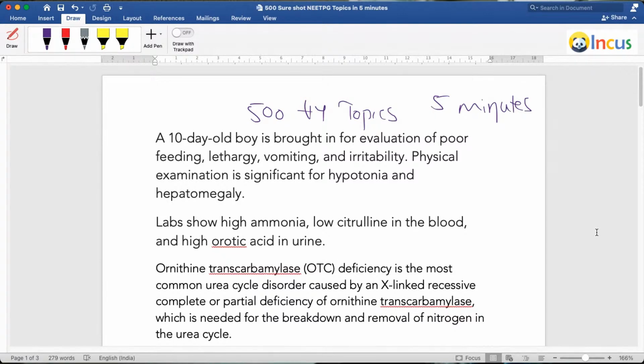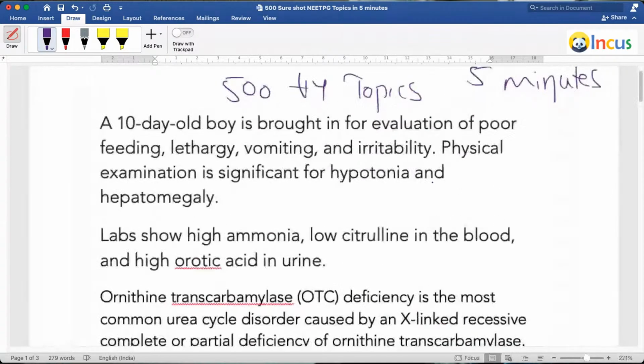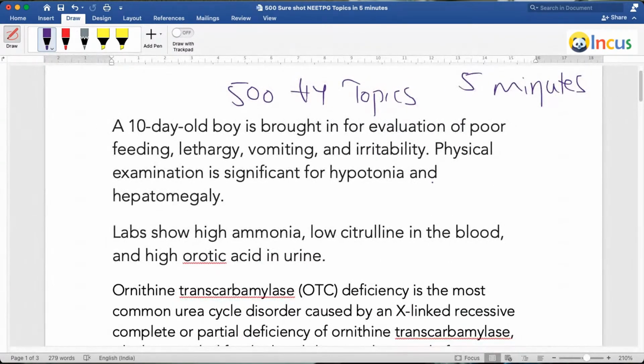Last moment before exam, everything is cramped. We want to read the most high yielding content in the shortest period of time. So, I want to help you to achieve that level of perfection. 500 high yield topics, 5 minutes each. Tomorrow's exam, all the questions 100% are going to come from these 500 high yield topics.